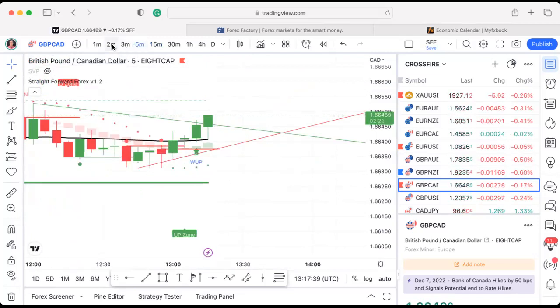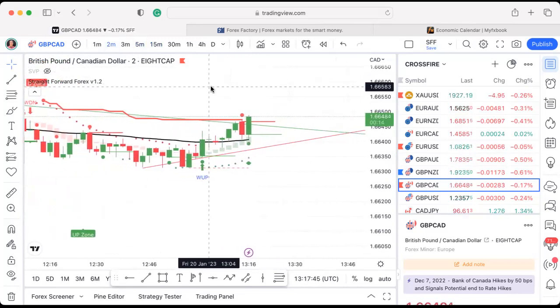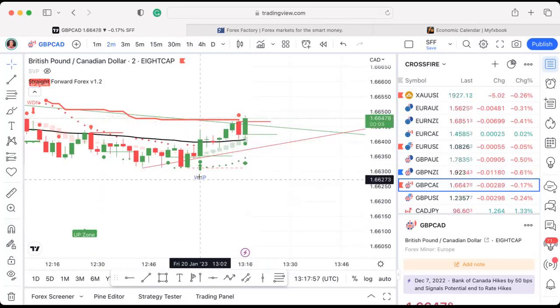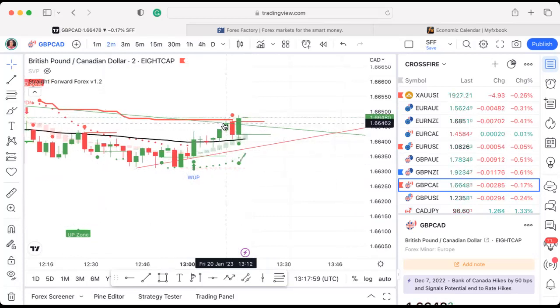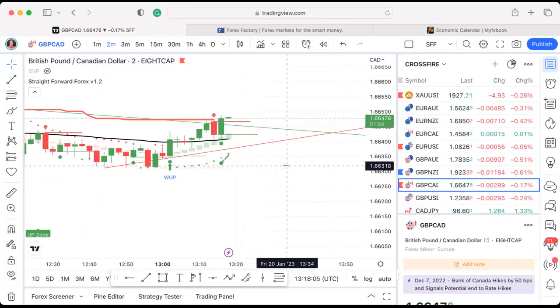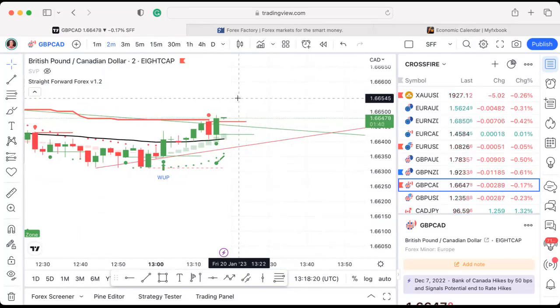If you drop it down to the 2 minute, you can see that price is trying to get above the green line, but the other indicators are not saying. We've got an up zone, we've got a wave up, but we haven't got a super trend. Well, yes, we have now. We've just got a super trend up. Now, if you just ignore the green and the red line, can you see why I'm saying I don't particularly need them at the minute? Because I've got the Trinity.